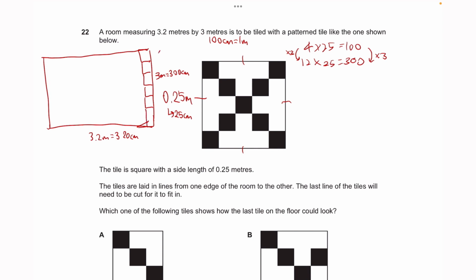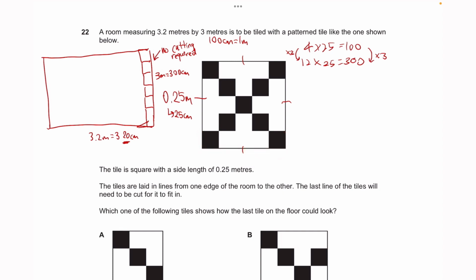Okay, so I'm going to write here, no cutting required. Now we've got this other section, which is 320 centimeters. So how does this work? Well, if we know that 300 works, we're left with that extra 20 centimeters, as you can see here. But we know that one tile is 25 centimeters.